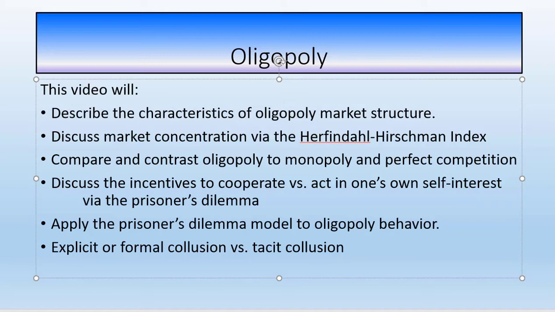We'll compare and contrast oligopoly to monopoly and perfect competition briefly. We'll discuss the incentives to cooperate versus act in one's own self-interest via the prisoner's dilemma. And then we'll apply that classic game theory model of prisoner's dilemma to oligopoly behavior. And then we'll discuss briefly explicit or formal collusion versus tacit collusion.